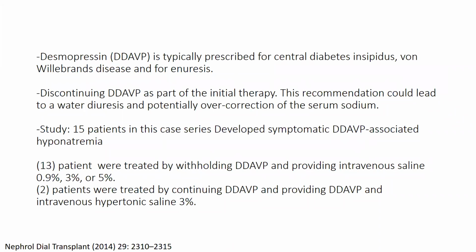Usually when they show up to the ER, the first thing the ER physician does is stop the DDAVP and start correcting the hyponatremia, which is the bad thing. Because stopping the DDAVP for these patients and starting to correct the sodium, it will shoot up very fast. They did a study on 15 patients. They divided these patients into 13 and 2. The 13 patients, they withheld the DDAVP and gave intervention, either normal saline or 3% or 5%. The other group, it's too minimal. They continued on DDAVP and they used the 3%.